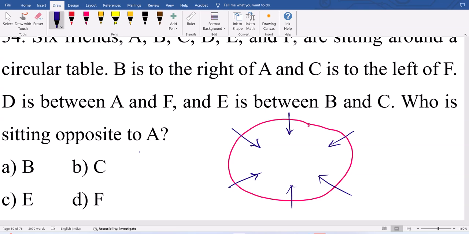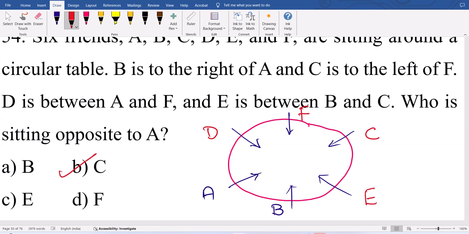B is to the right of A, here then B. C is to the left of F. D is between A and F. D is between A and F. C is to the left of F. E is between B and C. Now who is opposite to A? C is the answer. Option B. Opposite to A is C.